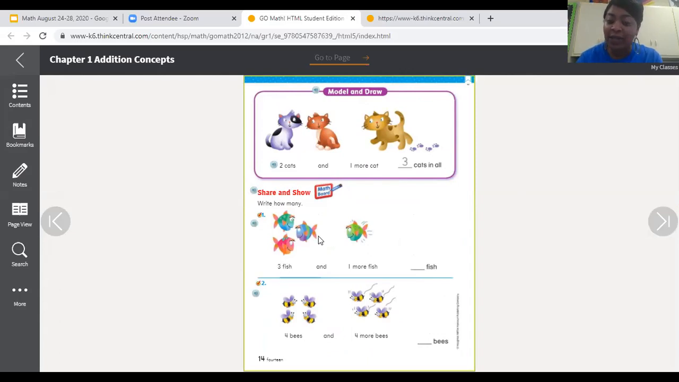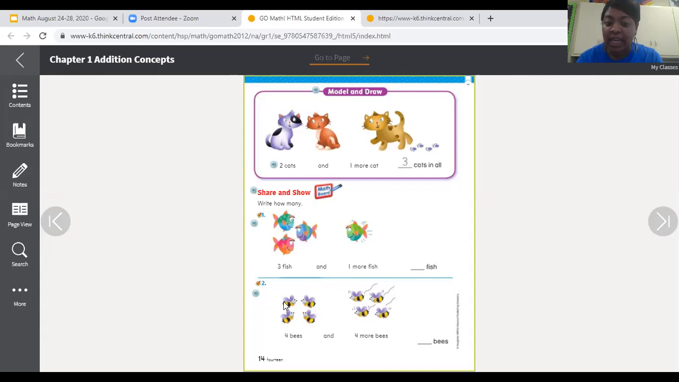You're going to simply write how many. And here's a picture to help you. There are 3 fish and 1 more fish. It makes how many? It should be 4. I can go and count 1, 2, 3, 4. And I'm going to make sure that I write the number 4 right here.